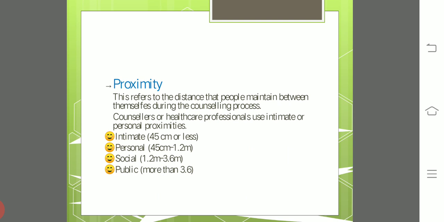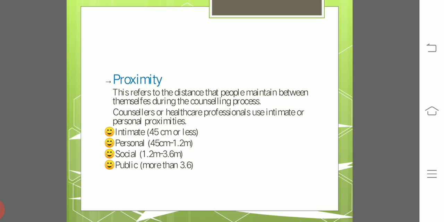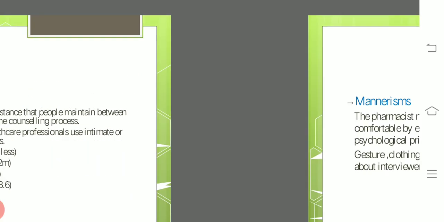Proximity means the distance between the counselor and the patient. Normally healthcare professionals or patient counselors always use intimate or personal proximities. Intimate proximity means there will be a gap of 45 centimeters or less between the counselor and the patient. Personal means a gap of 45 centimeters to 1.2 meters. Social means 1.2 meters to 3.6 meters, and public means more than 3.6 meters between counselor and the patient.